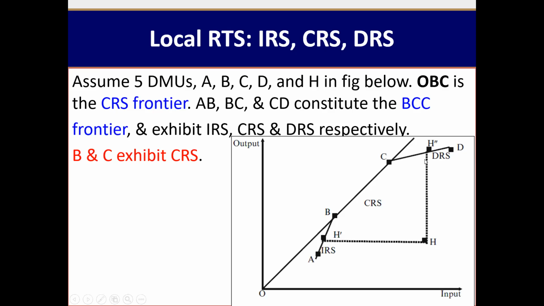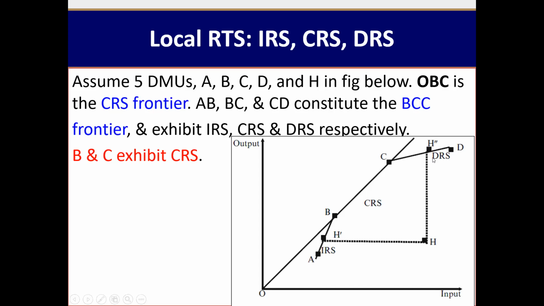Now, let me tell you what is funny. I like this because this is interesting. If you look at H, if I were to do input orientation, I will move to the left until H becomes H prime. And the moment it becomes H prime, it means the returns to scale at that local level will be IRS. You realize that? But if I choose output orientation, I'll go vertically up.